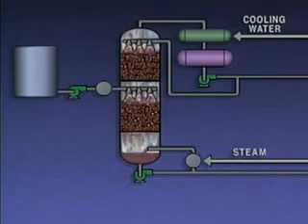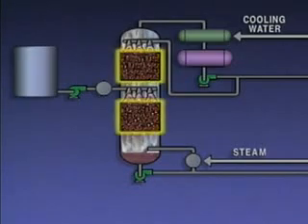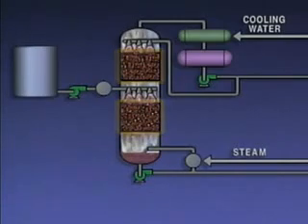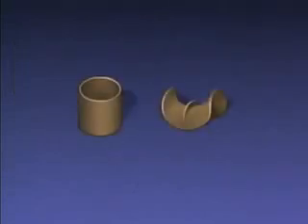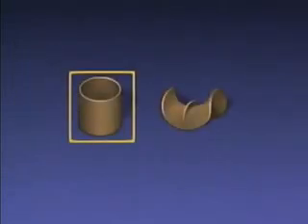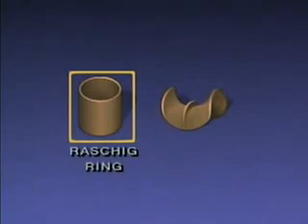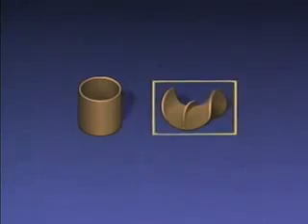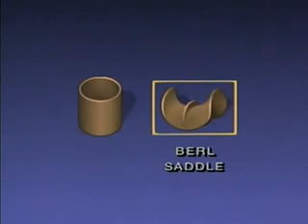Another type of tower, called a packed tower, contains layers of devices called packing instead of trays with bubble caps. There are many different types of packing. Some towers have sections that are filled with cylindrical rings like the one illustrated here. It's known as a Raschig ring. Another type of packing is known as a burl saddle.